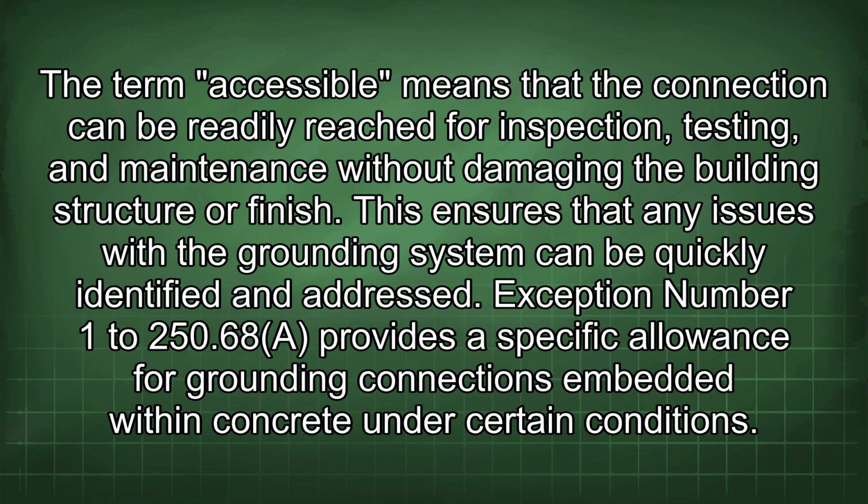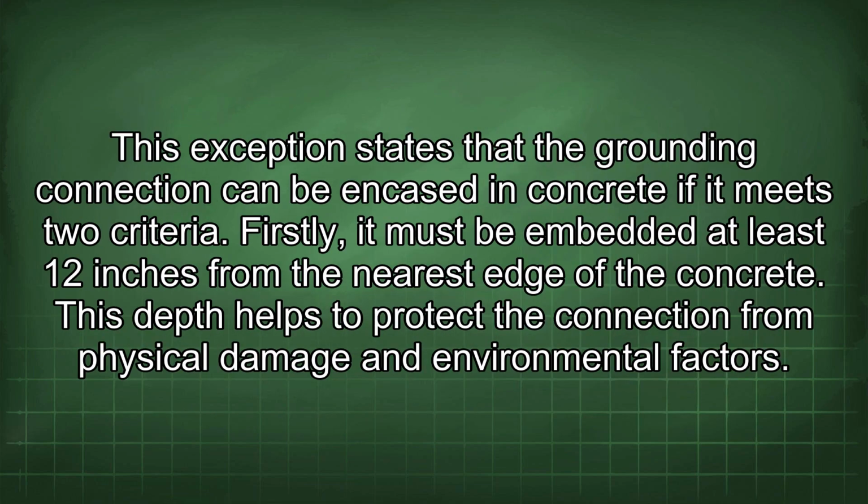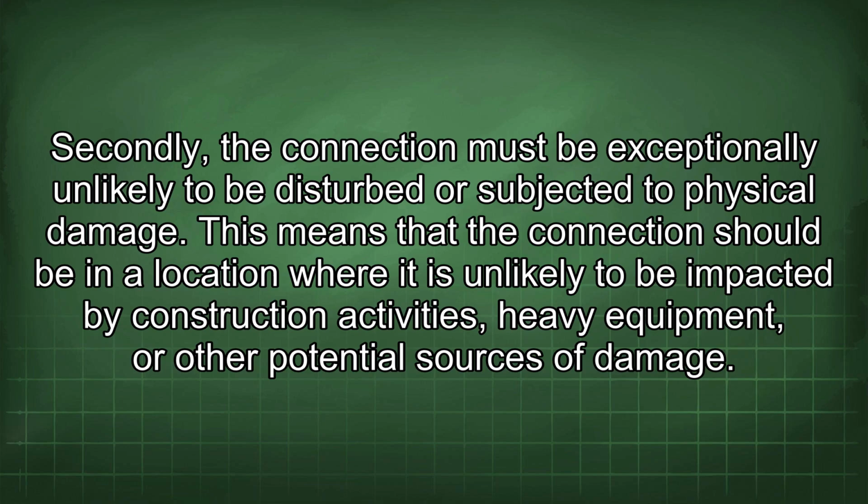Exception number 1 to 250.68 provides a specific allowance for grounding connections embedded within concrete under certain conditions. This exception states that the grounding connection can be encased in concrete if it meets two criteria. Firstly, it must be embedded at least 12 inches from the nearest edge of the concrete. This depth helps to protect the connection from physical damage and environmental factors. Secondly, the connection must be exceptionally unlikely to be disturbed or subjected to physical damage.